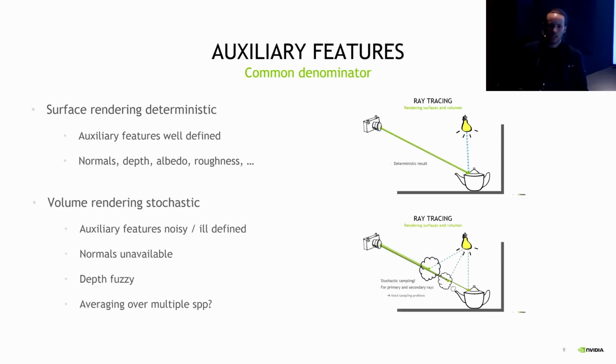But for volumes, we don't have that luxury, right? It's stochastically sampled. What is a normal in a volume? It doesn't really make sense. Depth is fuzzy because each ray has a different depth. Sometimes you penetrate deep into the volume, sometimes you collide early, sometimes you completely miss the volume. And what do you do if you average over multiple samples per pixel and you get an average depth? That's also not a really good feature, right?